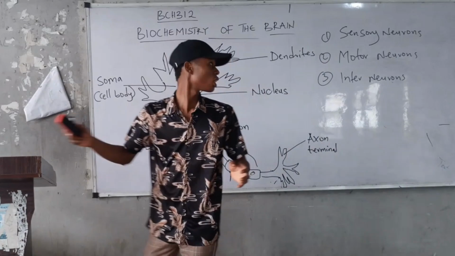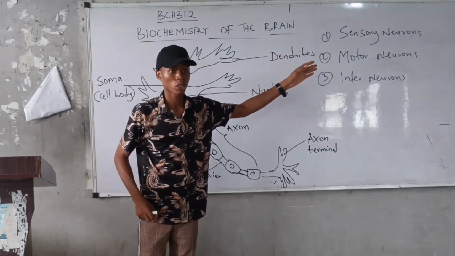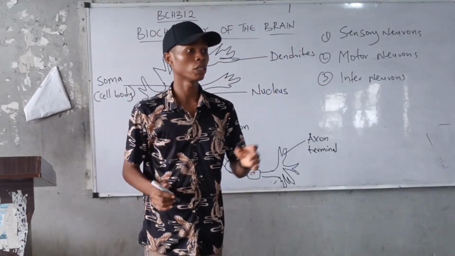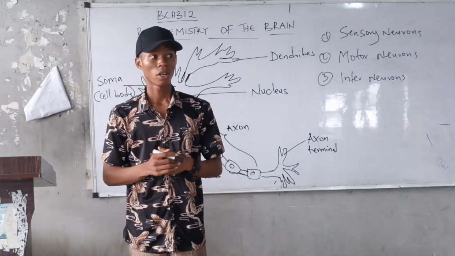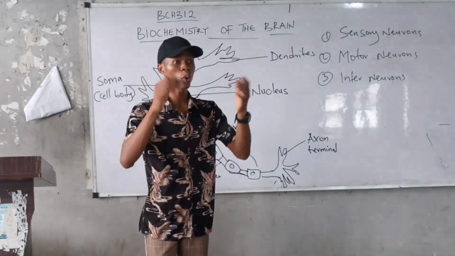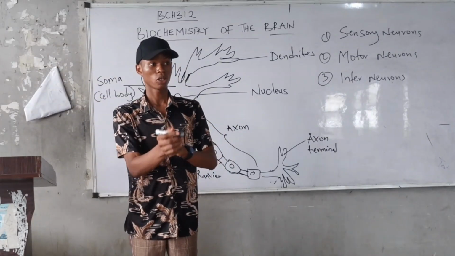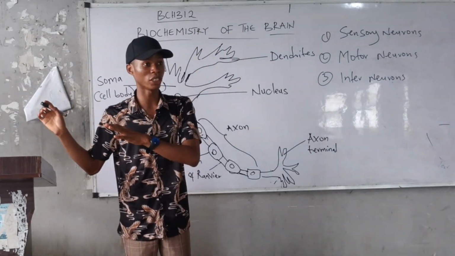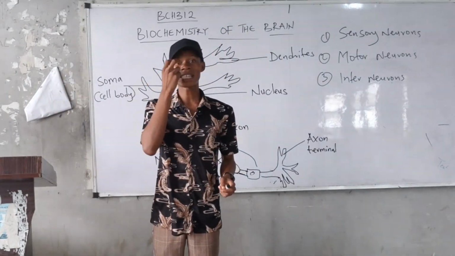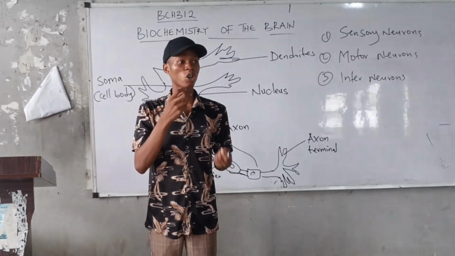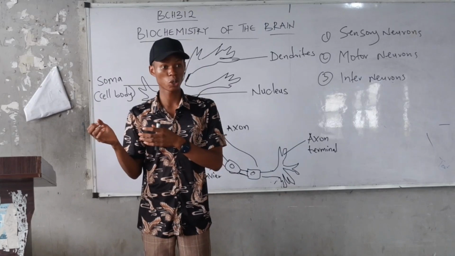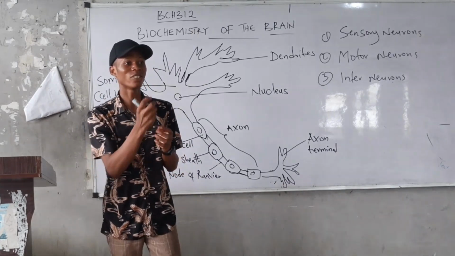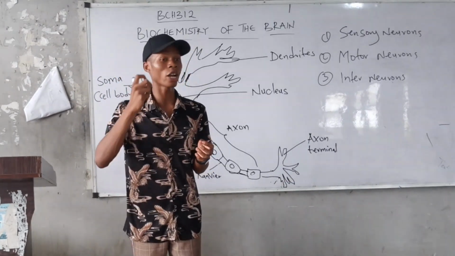Good. Now, the sensory neurons. We have sense organs, right? How many sense organs do we have? 5, right? Yes. Now, let's use one. The skin, or let's use the eyes, since we have done the eye already. The eye is a sense organ, right? Yes. Good. It contains photoreceptors. Now, the type of neuron that receives impulse from the sense organ is called the what?